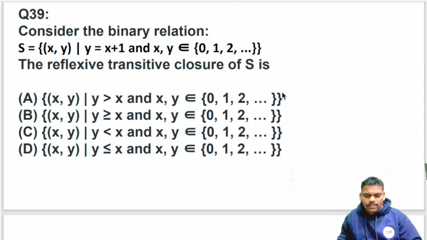x plus y divisible by 3. So let's try with 1, and all of you try. 1 plus 2, yes, divisible by 3. 1 plus 4, 5, no. 1 plus 6, 7, no. 1 plus 8, yes, divisible by 3.